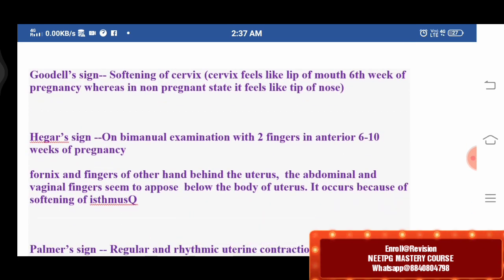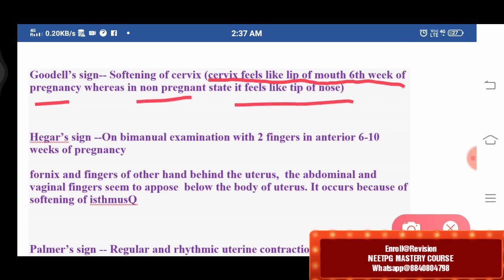Now Goodell's sign. So Goodell's sign is just a simple softening of the cervix. So cervix feels like lip of the mouth by 6th week of the pregnancy, whereas in a non-pregnant state, it will feel like the tip of the nose. That is, you can feel the tip of your nose and know the consistency.